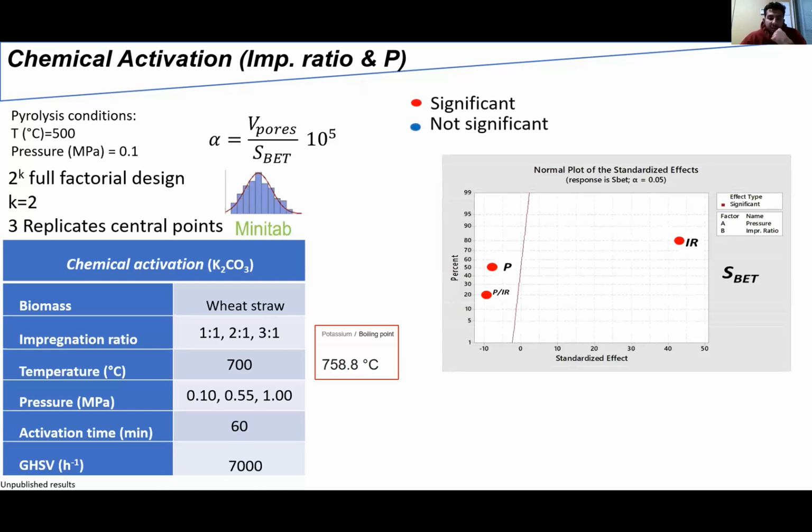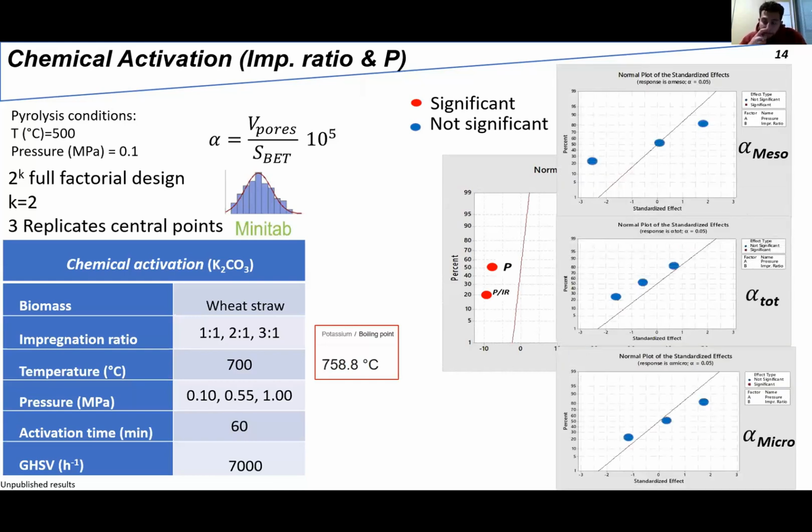In this case, we can see that both factors had a significant effect on the surface area, on the BET value, but the most significant one was the impregnation ratio: the higher the impregnation ratio, the higher the surface area obtained. On the other side, the pressure seemed to hinder the gasification, so we obtained a low value of surface area in this case. About the pore size distribution, it seems to be no influence at all by the factors taken into account in the study.